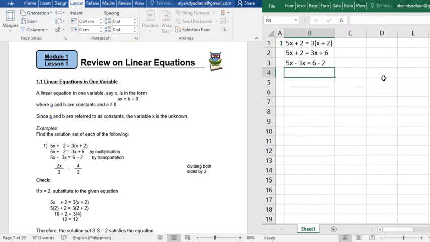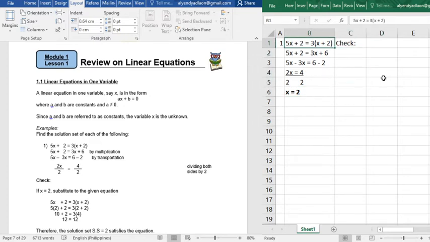Now 5x minus 3x, we get 2x equals 6 minus 2, we have 4. Now to solve for x, we divide both sides by 2, and then we get 2x divided by 2, that is x, and 4 divided by 2, that is 2. So therefore, x equals 2 is our solution set. Now how do we check if our answer is correct? How do we know if 2 really satisfies our equation?